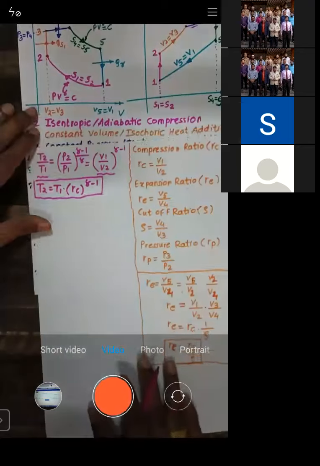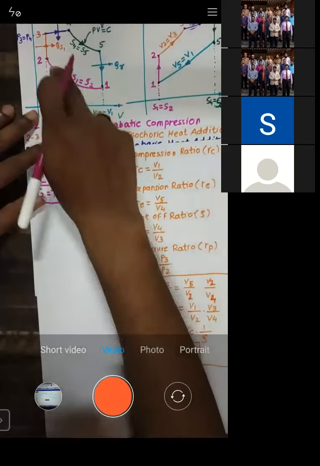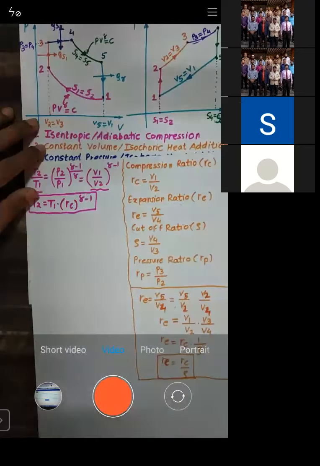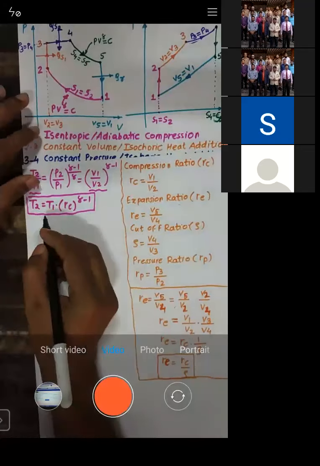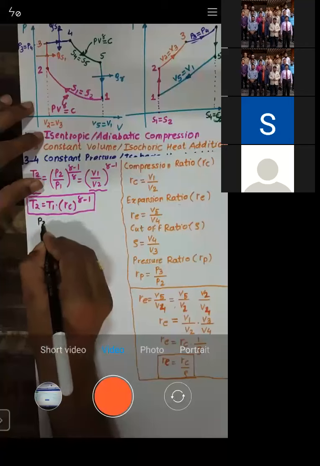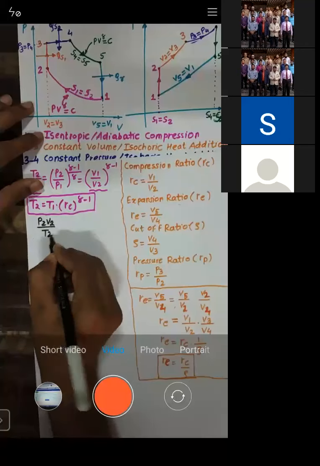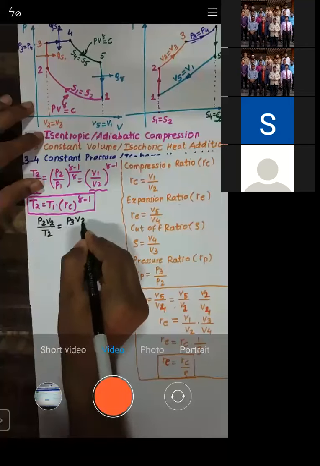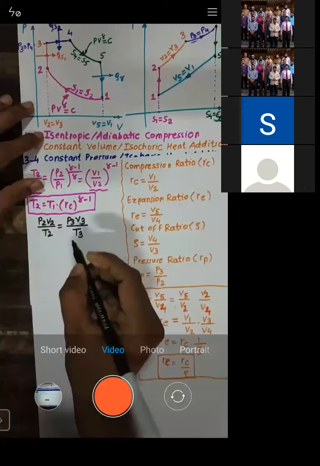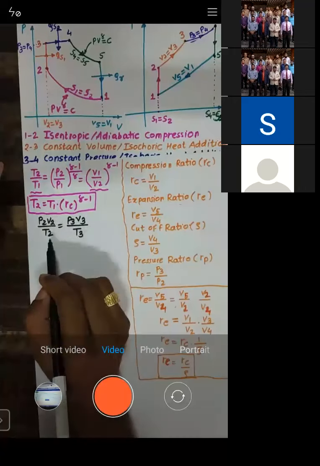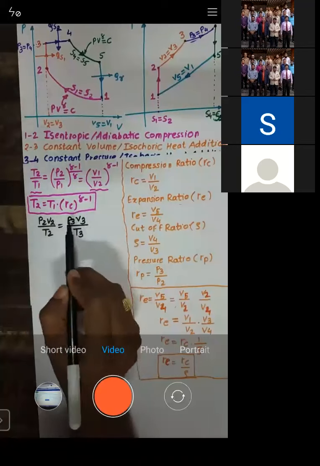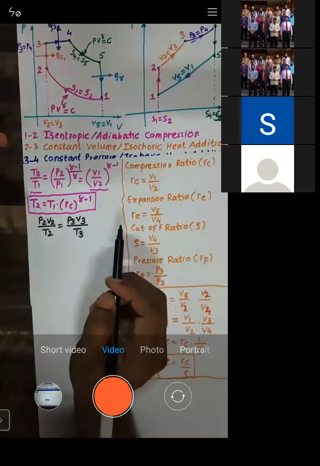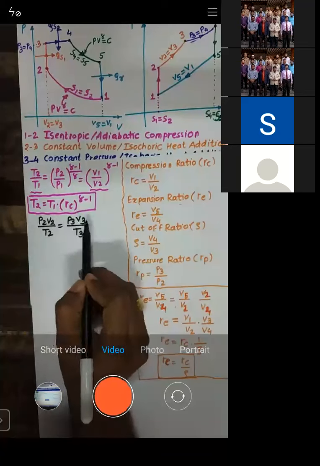Now see, let us see this process 2 to 3. 2 to 3 is a constant volume process, right? So I'll be able to write down the law like this. P2 V2 by T2 is equal to P3 V3 by T3. In the last lecture only, I told you how it came. It is by ideal gas equation. P2 V2 is equal to MRT2. P3 V3 is equal to MRT3, right? So P2 V2 by T2 is equal to P3 V3 by T3.